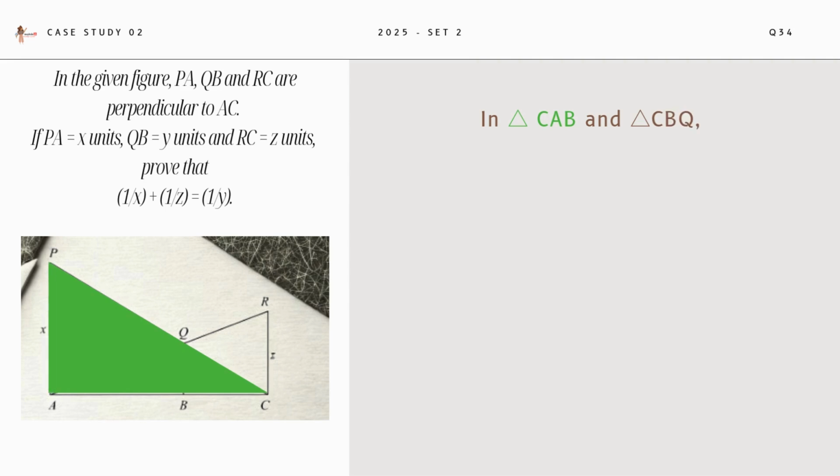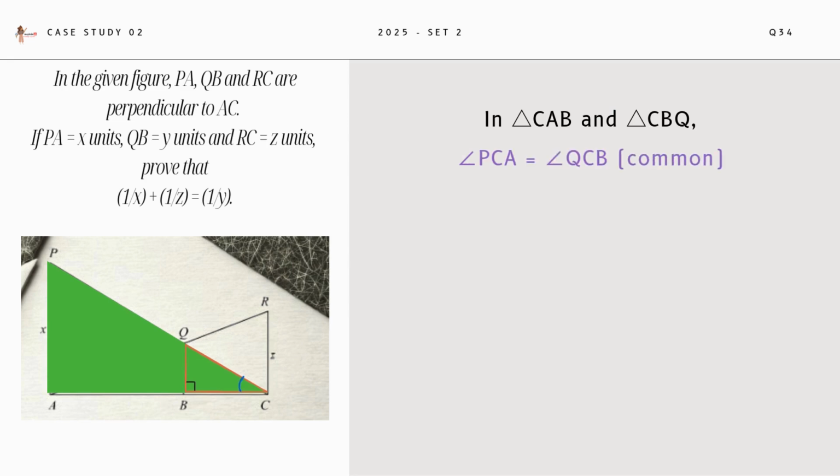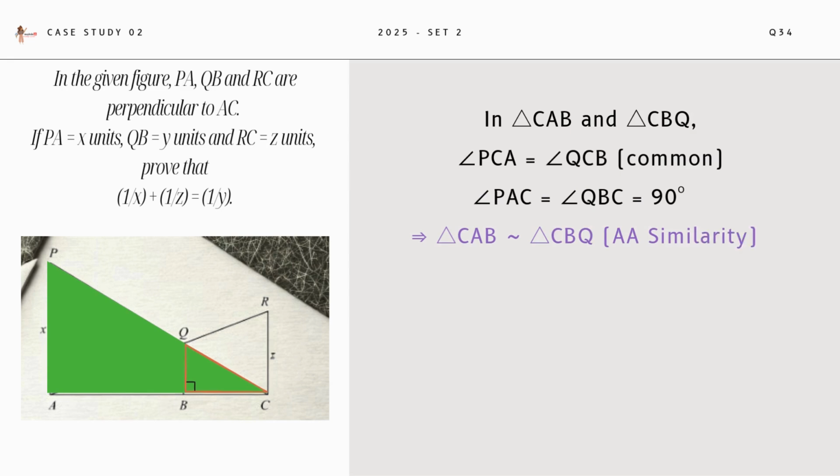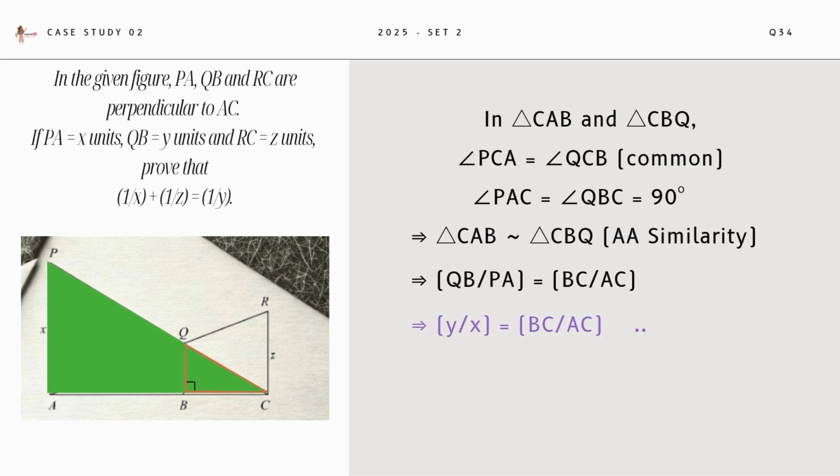In triangle CAB and triangle CBQ, angle PCA is equal to angle QCB, common angles. Angle PAC is equal to angle QBC, each equal to 90 degrees. Therefore, both the triangles are similar. This means QB upon PA is equal to BC upon AC, or we can say Y upon X is equal to BC upon AC.